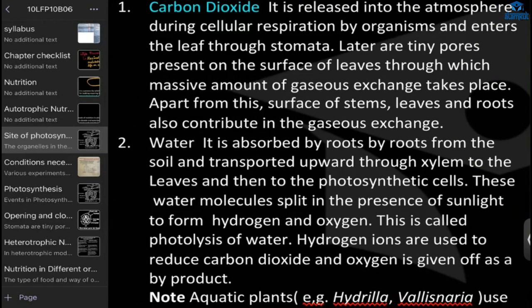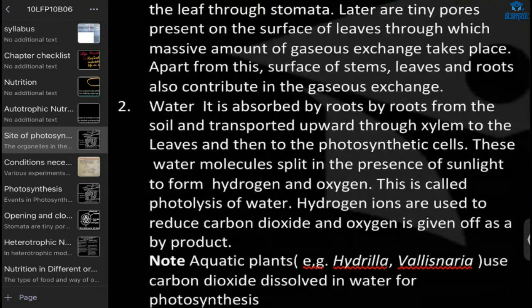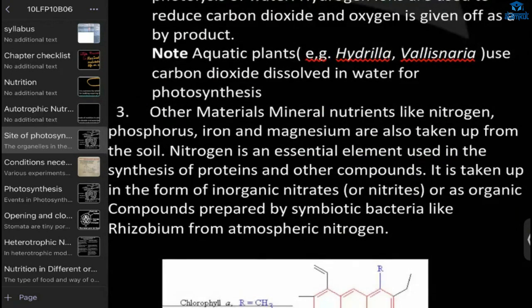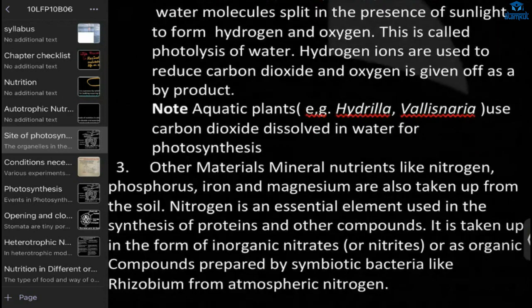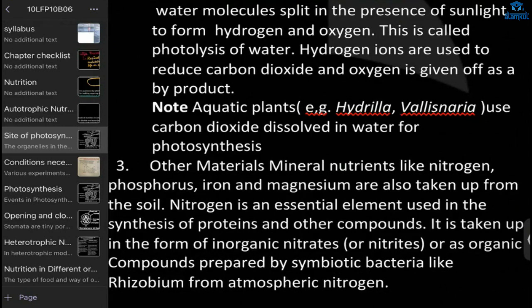From the atmosphere. And for water, it is very simple. Roots. Okay. Then, ma'am, I think water is absorbed by root hairs. Then from the xylem it is transferred to leaves and all after that. Yes, diffusion. Then other nutrition also comes from the soil only.